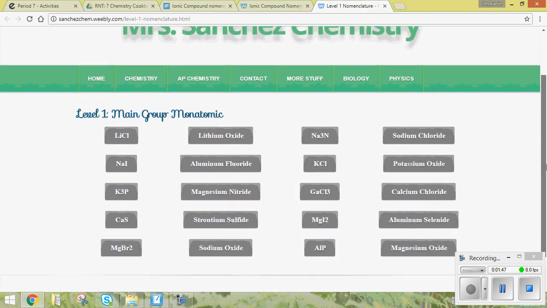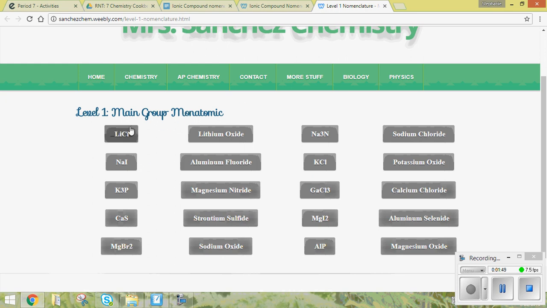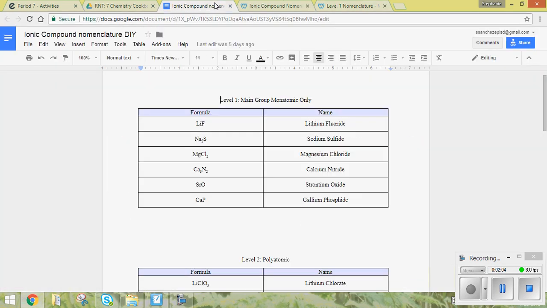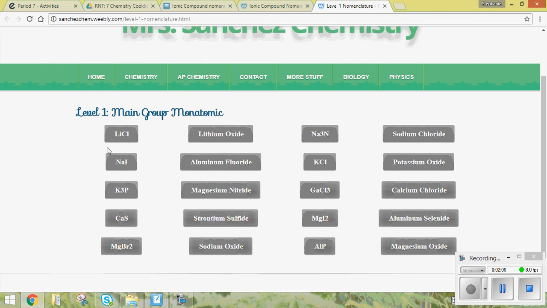There's a bunch of compounds here. Now these compounds are buttons. So your task is to look at this and say, okay, LiCl, I'm giving you a chemical formula. You have to figure out, based on the patterns and rules that you've determined from this page, what is the name of LiCl. And vice versa. I give you the name lithium oxide. You need to figure out what is the chemical formula for lithium oxide. Okay? When you click on the buttons, it will show you the answer.